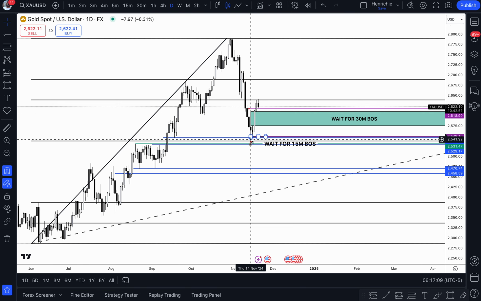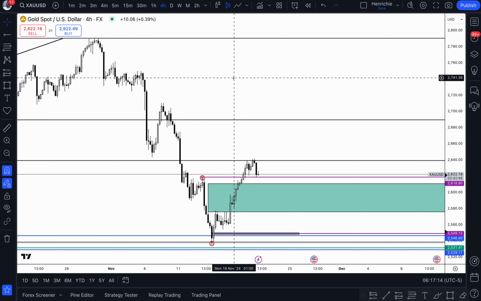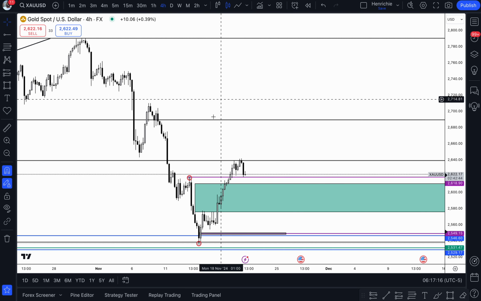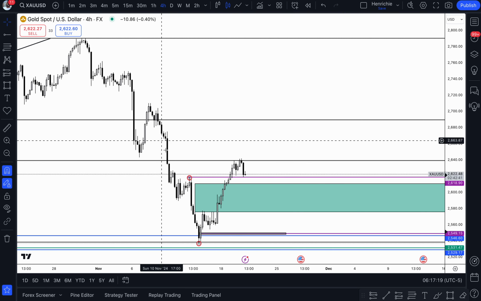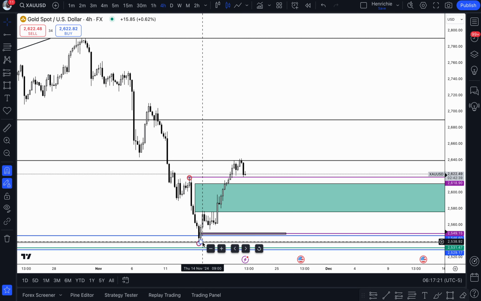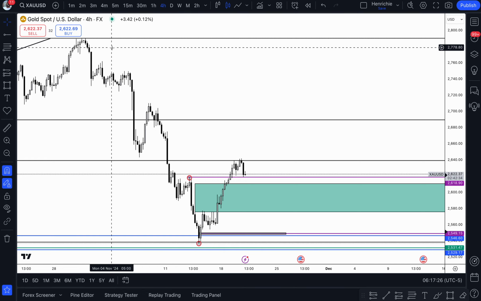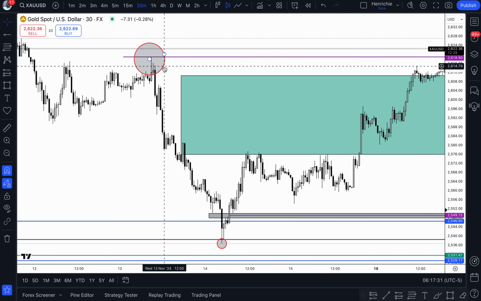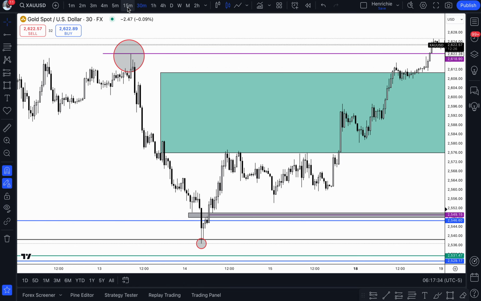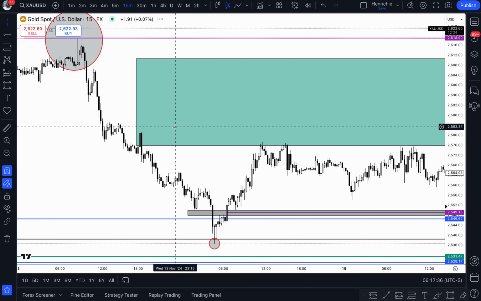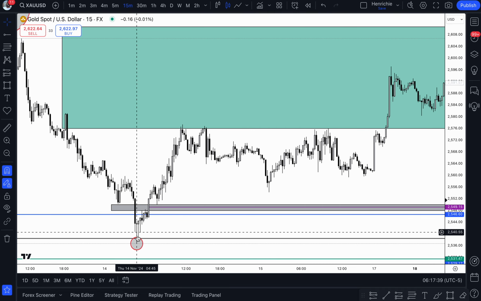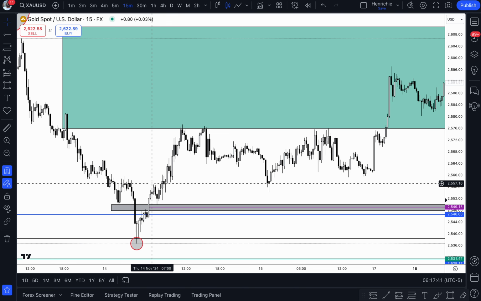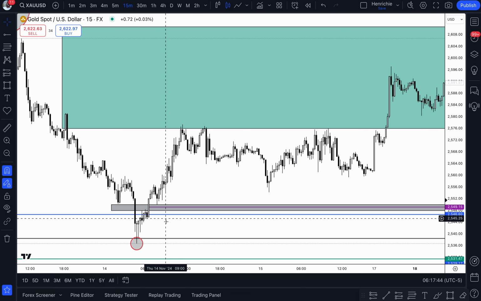The moment price is mitigating that position, I'll start to scale down into the 4-hour to see the structures: lower high, lower low, lower high, lower low. The moment price creates that lower low, tapping that equilibrium, mitigating into that discount zone, I'll go into 15 minutes time frame, and on 15 minutes time frame, what I'll be looking for is price creating an uptrend, creating higher highs and higher lows.